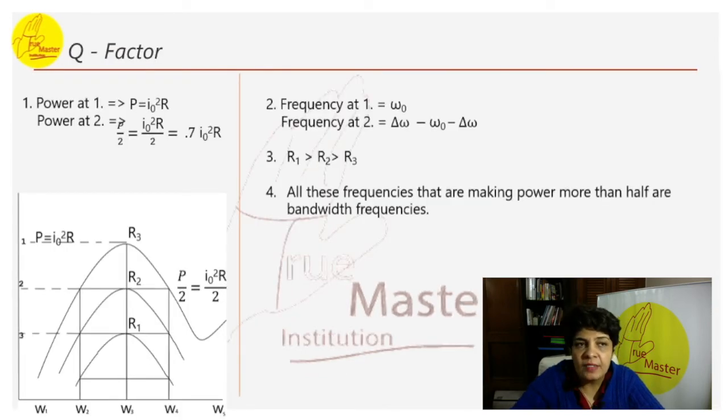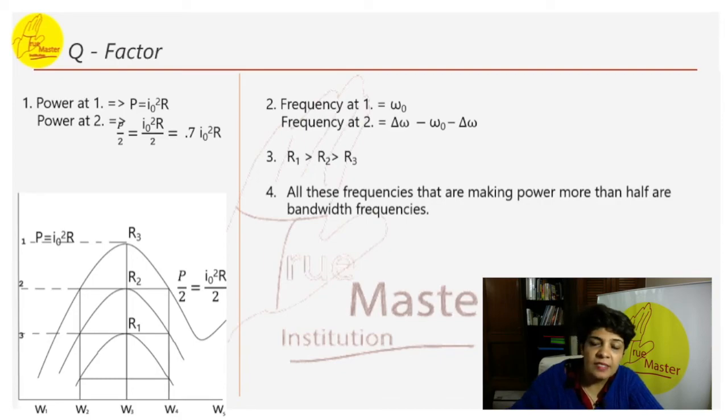Now, Q factor simply means how efficient a system is. Higher Q factor means low energy loss. There is less energy loss. So Q stands for quality.